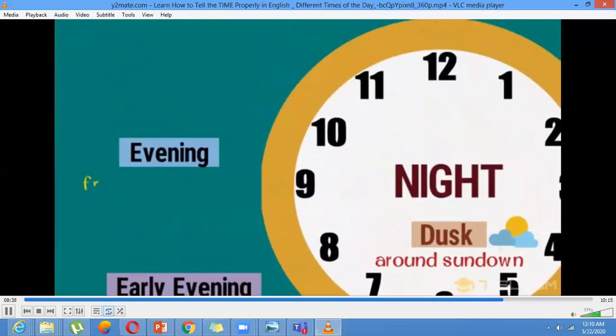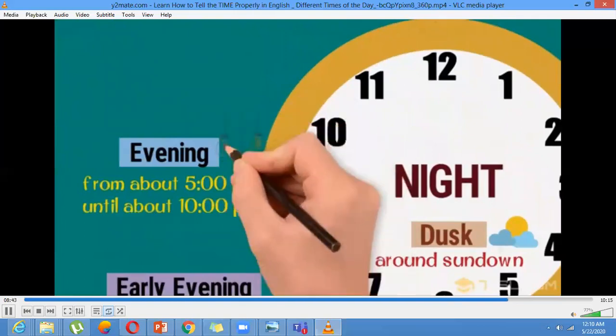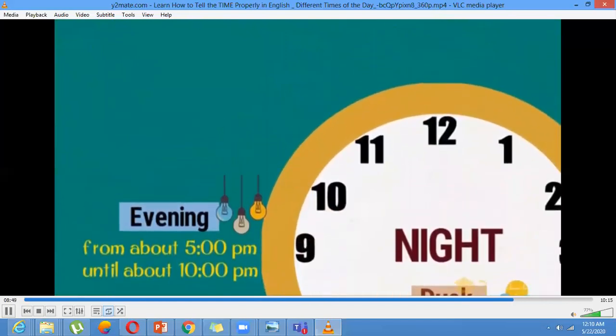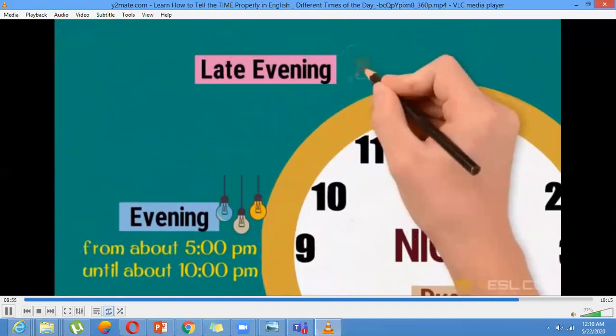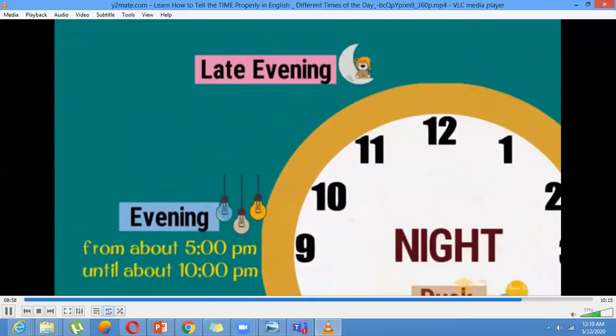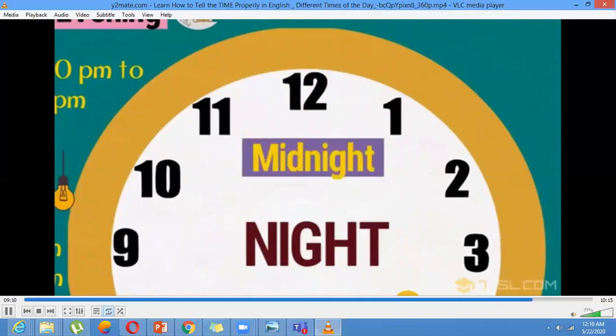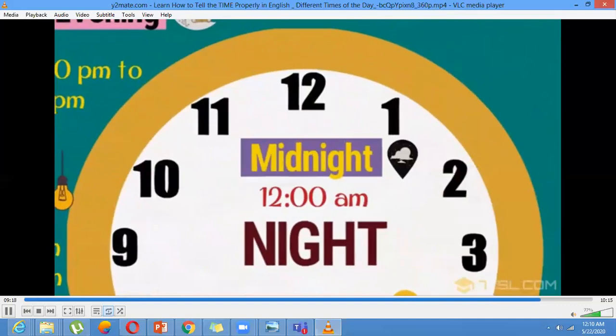Evening starts from 5 p.m. until about 10 p.m. If someone says I will come in the evening, that means he will come after 5 o'clock and till 10 p.m. The late evening starts from 8 p.m. to 10 p.m. Then 12 is midnight. When the date changes and the PM changes into AM, that is midnight, and it's 12.